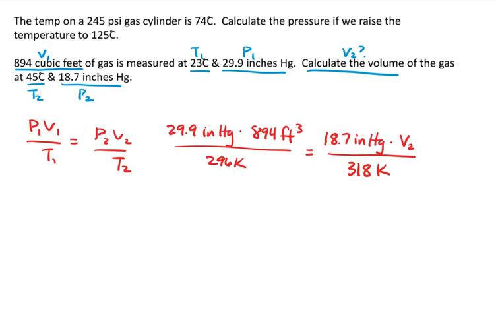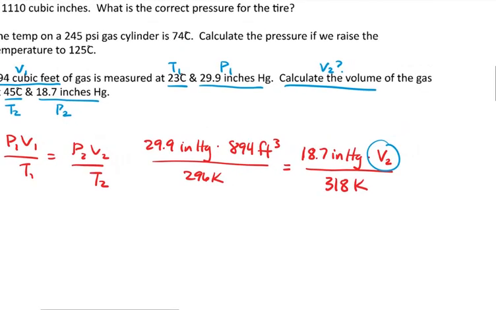If I want to get V2 by itself over here, it's in the numerator, so that's a good sign, right? To get V2 by itself, I'm going to multiply both sides by 318 Kelvin, because that'll cancel it out on this side, and it'll move it over to the left. And then I'm also going to divide both sides by 18.7 inches of mercury, because I want to get rid of that on the left. It's in the numerator, so I'm going to divide, and over here I'll divide as well, putting 18.7 inches of mercury on the bottom. That'll cancel it away from the right-hand side.